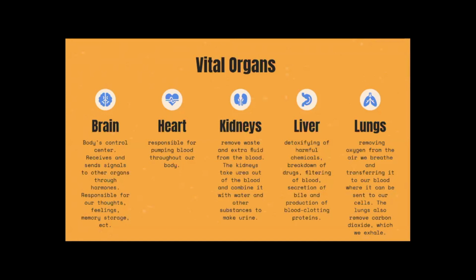And then next we have the lungs. Everyone knows what the lungs do. They remove oxygen from the air that we breathe and transfer it through our blood where it can be sent to the cells. The lungs also remove carbon dioxide, which we exhale. So those are our vital organs. There's 5 of them, and they are super important to our bodies.